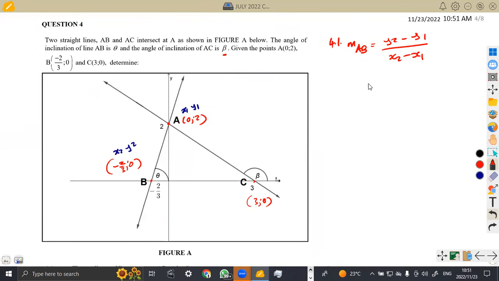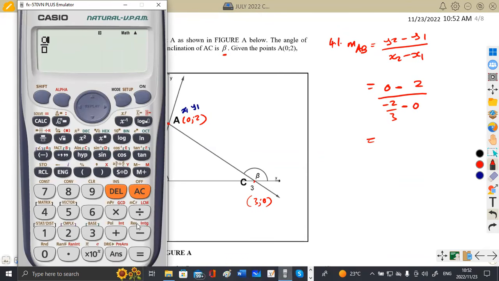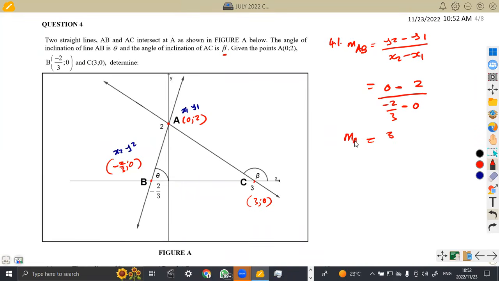So let's substitute the values. y2 is 0, minus y1, which is 2, over x2, which is minus 2 over 3, minus x1, that's 0. You can divide this directly on your calculator. That's 0 minus 2 over minus 2 over 3 minus 0, where there's nothing that we are subtracting, so it just remains as it is. So the gradient of line AB is going to be 3.